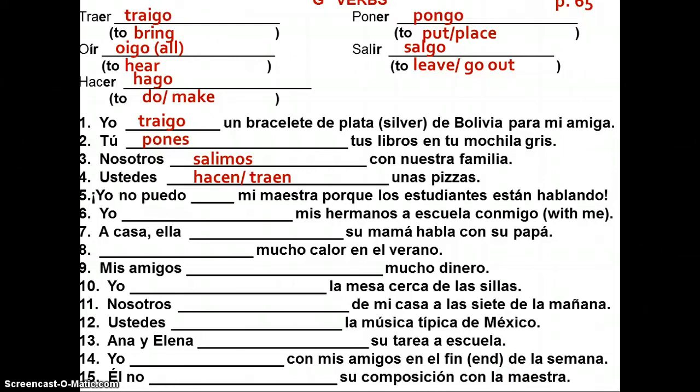Number 4, I would say that 2 of the verbs might make sense. If you used hacen, it's ustedes hacen unas pizzas. You all, formal, make some pizzas.